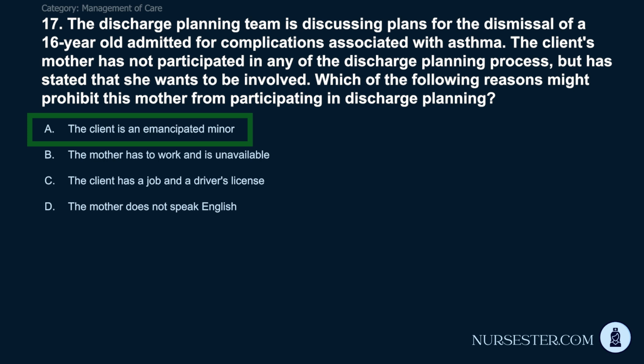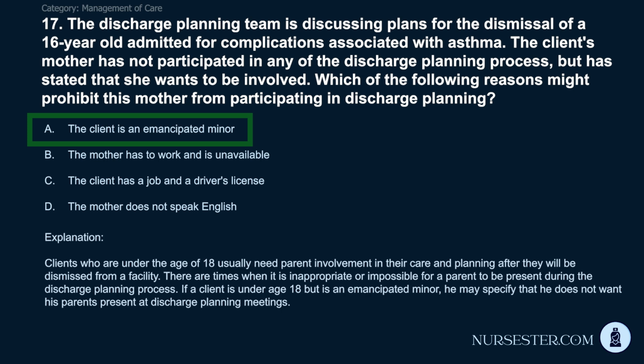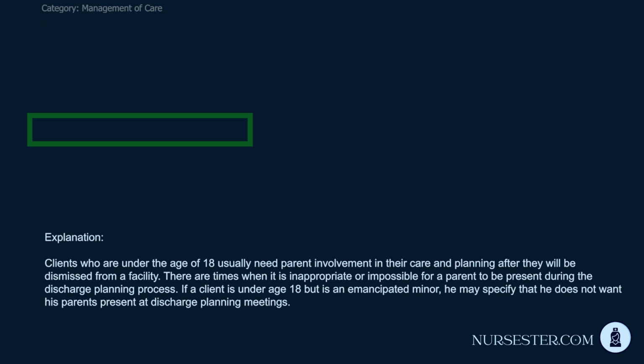Correct answer: the client is an emancipated minor. Clients who are under the age of 18 usually need parent involvement in their care and planning after they will be dismissed from a facility. There are times when it is inappropriate or impossible for a parent to be present during the discharge planning process. If a client is under age 18 but is an emancipated minor, he may specify that he does not want his parents present at discharge planning meetings.